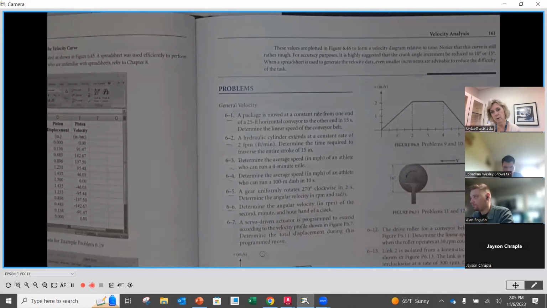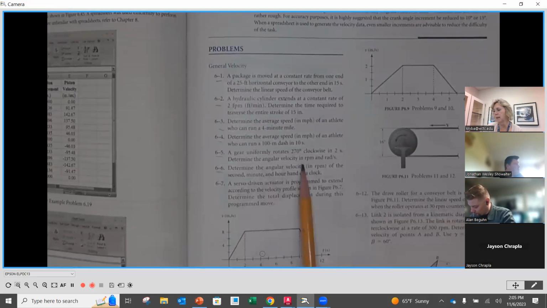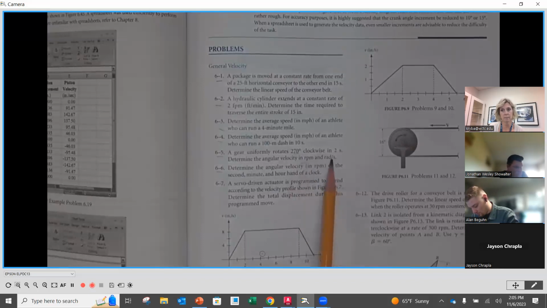The next one here, number 6.5, a gear uniformly rotates at 270 degrees clockwise in 2 seconds. Determine that angular velocity first in revolutions per minute. So it's just a conversion from 270 degrees in 2 seconds to revolutions per minute, and then converting the revolutions per minute to radians per second.